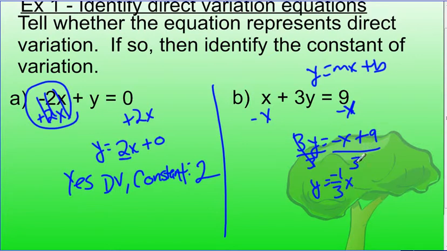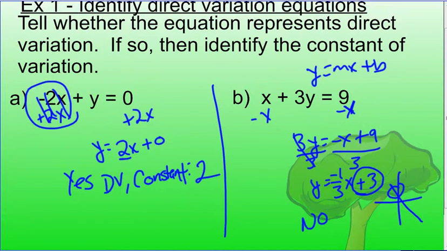This does divide, so let's divide it. Alright, so y equals negative 1/3 x plus 3. Is this direct variation? No, because this does not go through the origin. This line, whatever it looks like, has a negative slope and goes through positive 3 up here someplace. It's only direct variation if this piece is 0, which means it goes through the origin.